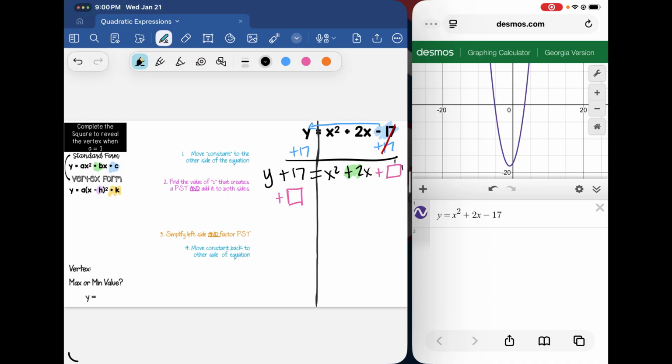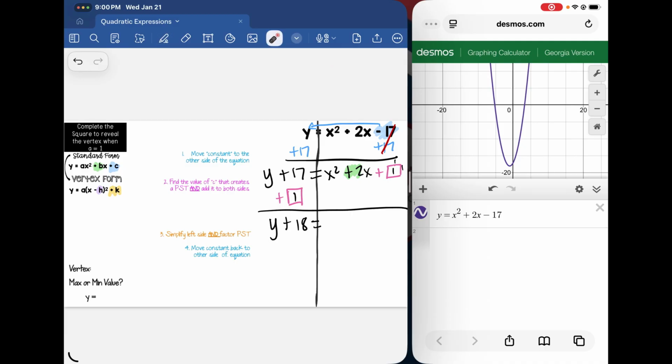All right. Half of b, 1, and 1 squared. 1, because 1 times 1 is 1. And if I put a 1 in this box, what do I have to put in this box? A 1. Now we simplify. y plus 17 plus 1. What is 17 plus 1? 18.